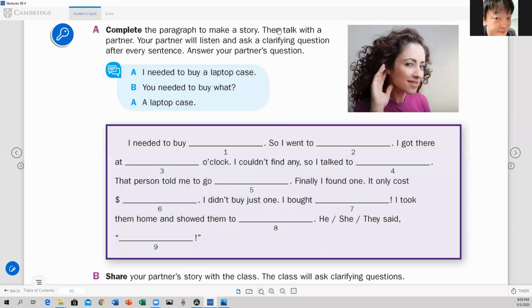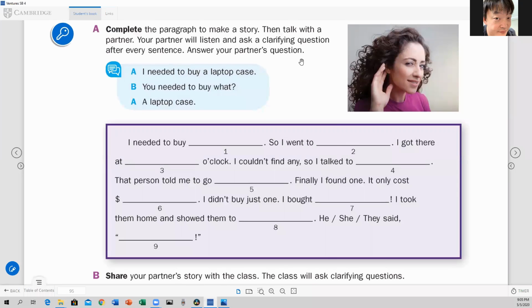Let's say that here, question number 1, I needed to buy a car. So I need to buy a car. The clarifying question: you needed to buy what? Okay, I needed to buy a car. So this is what the exercise is asking you to do. We are going to complete the story first, then we are going to write down the clarifying questions right here somewhere. Okay, good.